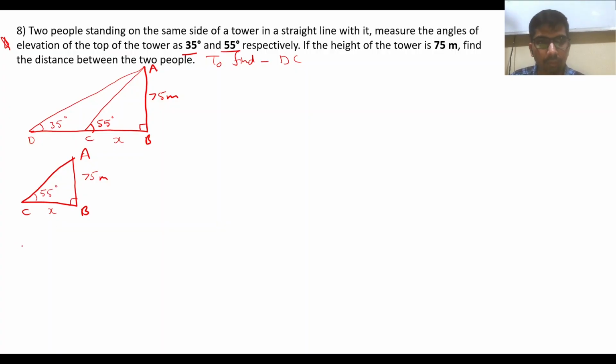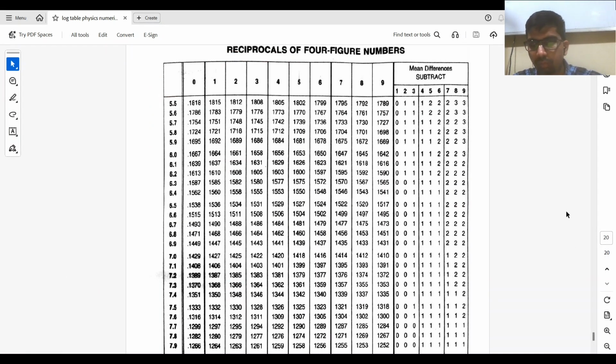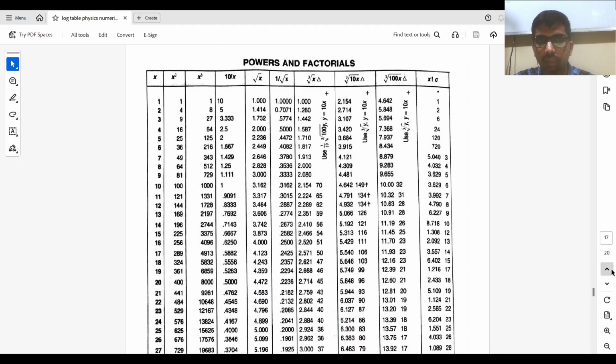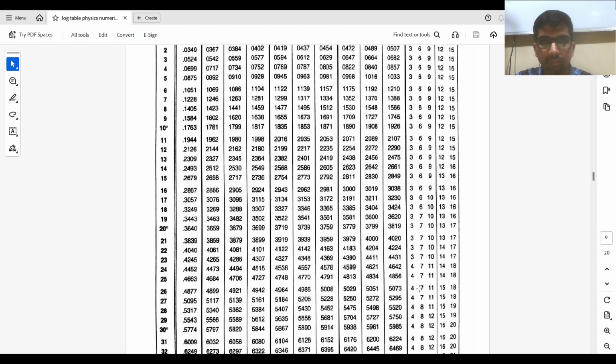We'll apply the tan formula. So tan C is opposite side upon adjacent side BC. So tan C value is 55. This is a non-standard angle question. AB is 75 and BC we have to find. So now we have to apply the tan table. Open your logbooks now. You have to find the tan 55 value. Tan comes where? Tan 55 degree is sorted.